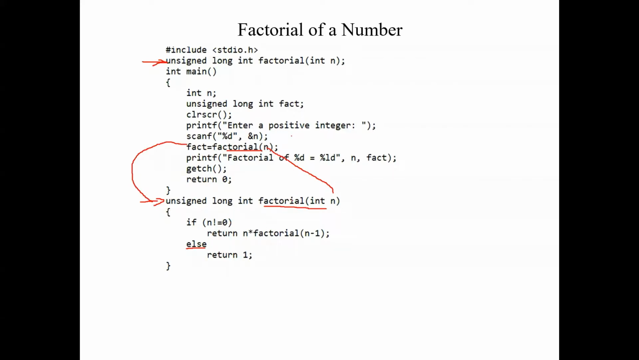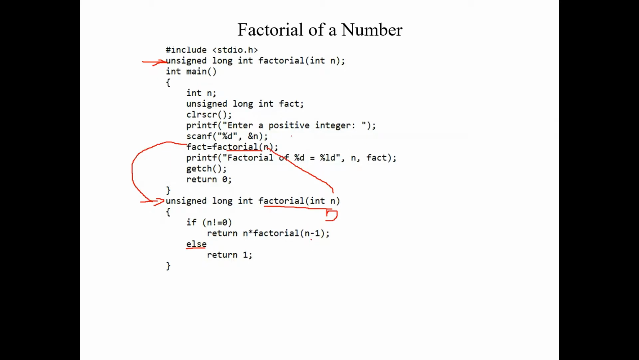So here, as we have passed 5, what will happen now? It will be checking whether 5 is not equal to 0. If 5 is not equal to 0, it will be returning 5 into factorial of n minus 1. So what will be returned now? 5 into factorial of 5 minus 1. 5 minus 1 is 4.